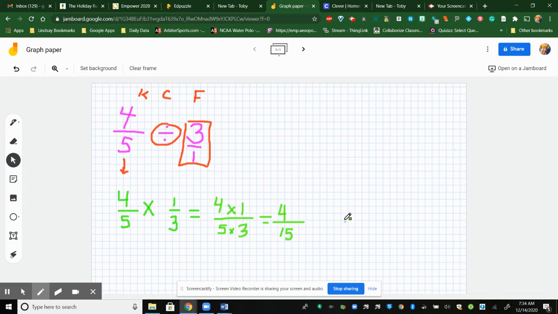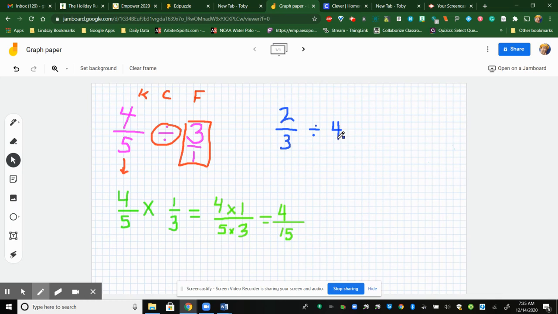All right. So let's do one where you can do it on your own. So let's try another one. Let's go, we'll just go 2/3 divided by 4.